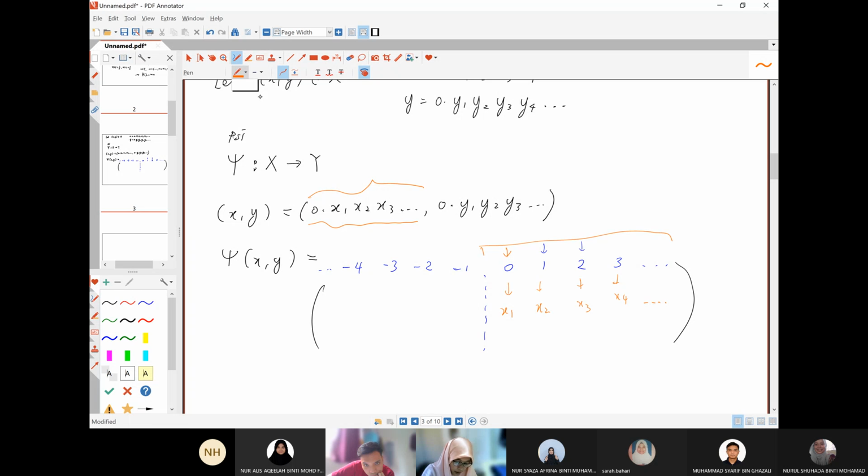Now for the y part, here on the negative. It's not that the number is negative, but its side is on the left. So it is reversed. Again, the 0 here we don't need to write. So the -1, the first digit here is y1, the second digit is y2, y3, and so on. Is that okay?